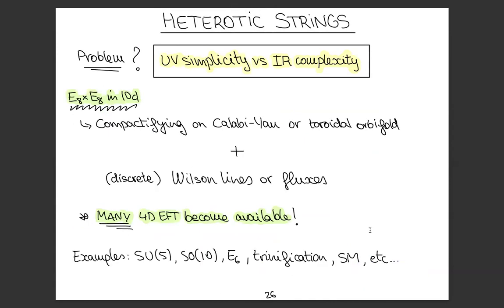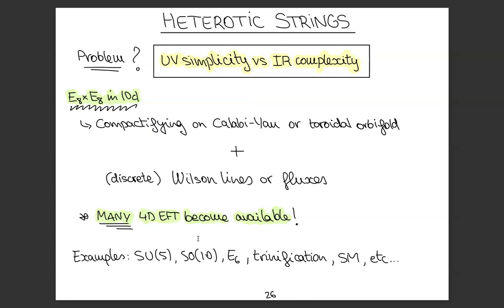Now, we seem to have a problem because, of course, the theory is very simple at the 10D level, but it can become very complex in the 4D EFT sense. And this is because we are compactifying on a six-dimensional space. So we have a lot of freedom to choose which compactification or which compact space we want. We can turn on things like discrete Wilson lines. We can turn on fluxes. In this way, many four-dimensional EFTs become available.